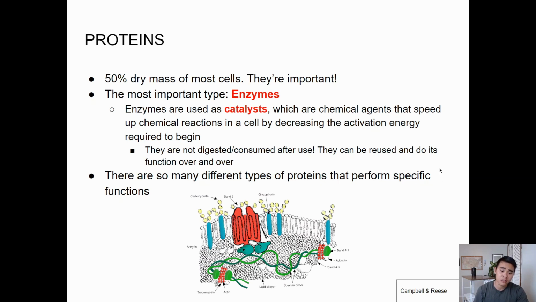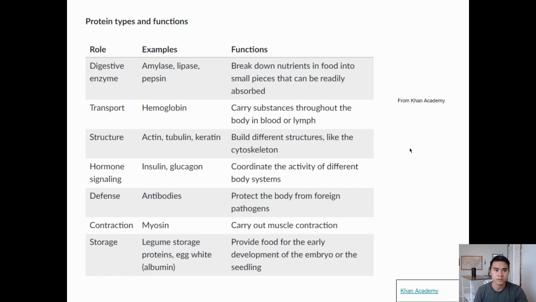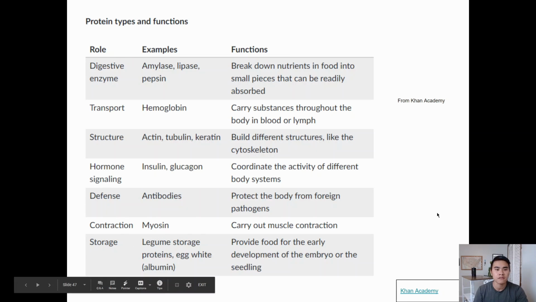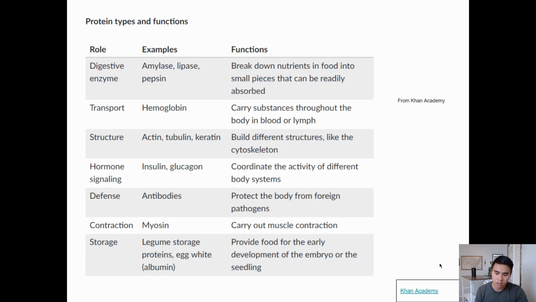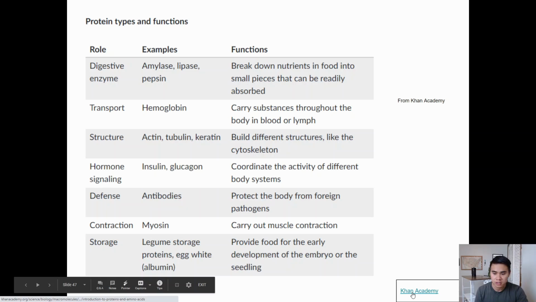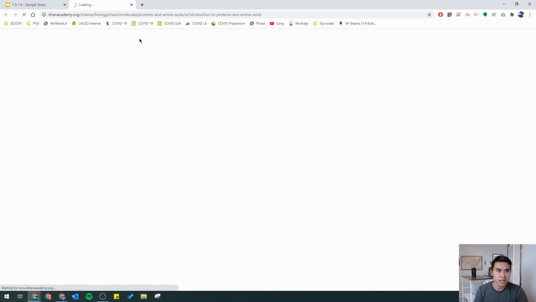And there are many different types of proteins, and they all perform different functions. We'll be talking about what influences those functions afterwards too. So these are seven different examples of protein types. And it's from Khan Academy. You can always click on these. Remember, you can click on these to go to the resource that I got it from.